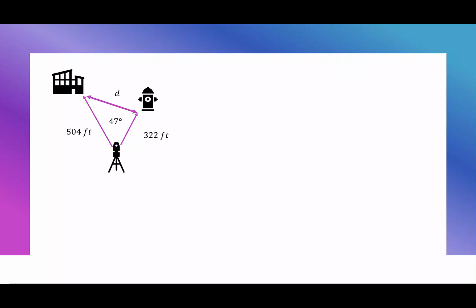Turning this into a triangle, we can see we have side, angle, side. The side we are looking for is across from the angle that we know. This is a perfect application of the law of cosines. We'll call the missing side d. We'll have that d squared is equal to 504 squared plus 322 squared minus 2 times 504 times 322 times the cosine of 47. Before you put this in your calculator, make sure that your mode is on degrees.